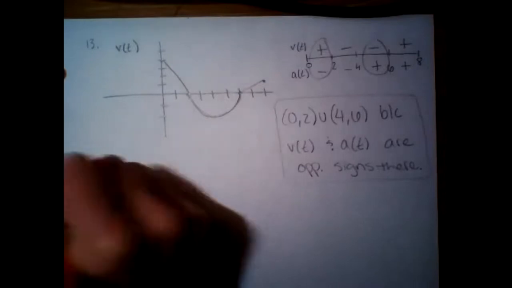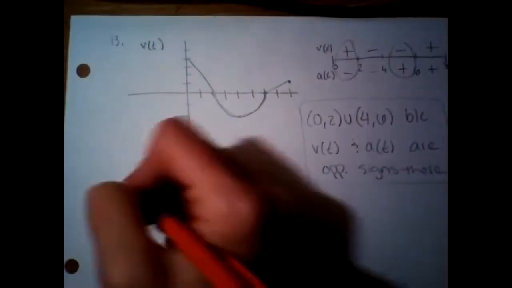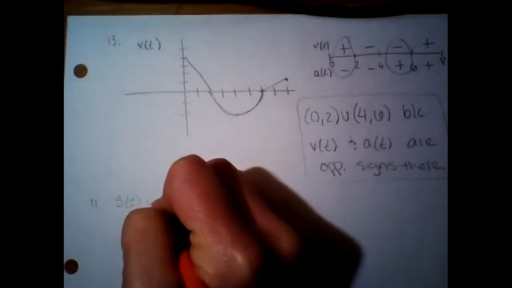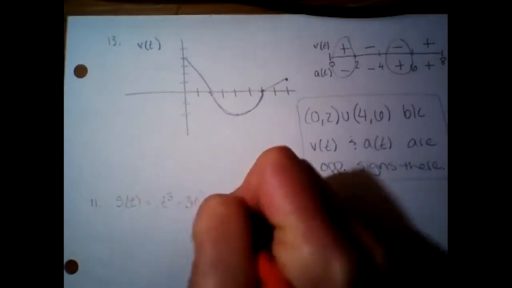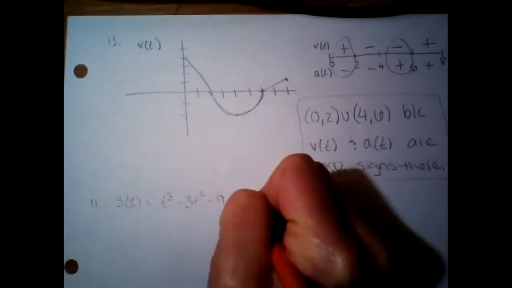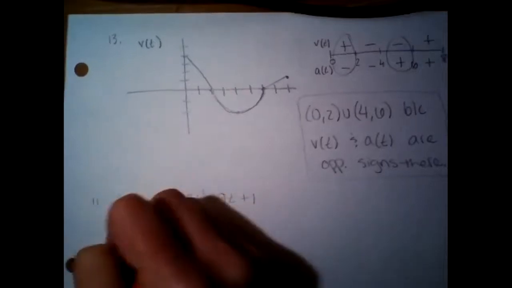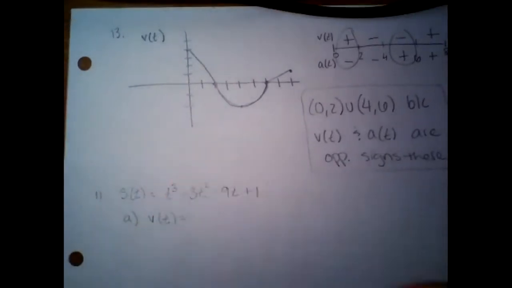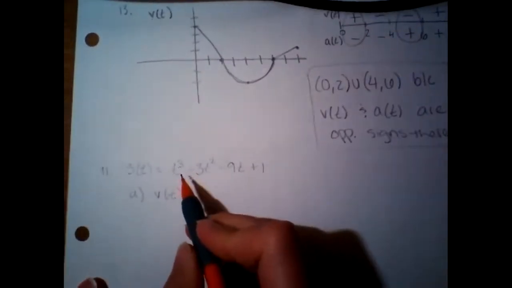All right, and then 11. All right, so this is the position function. And we have seconds and we have feet, so those are the units. And letter A is asking, when is the particle at rest? So that is going to be velocity equals 0. So I'm going to get this velocity function and set it equal to 0.